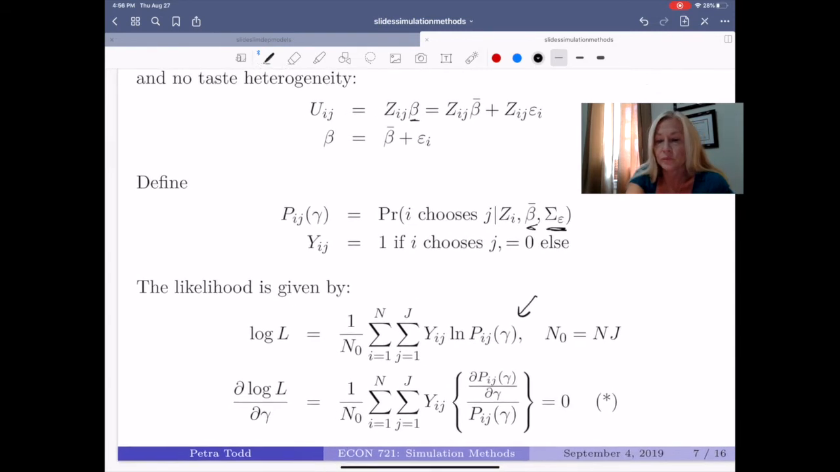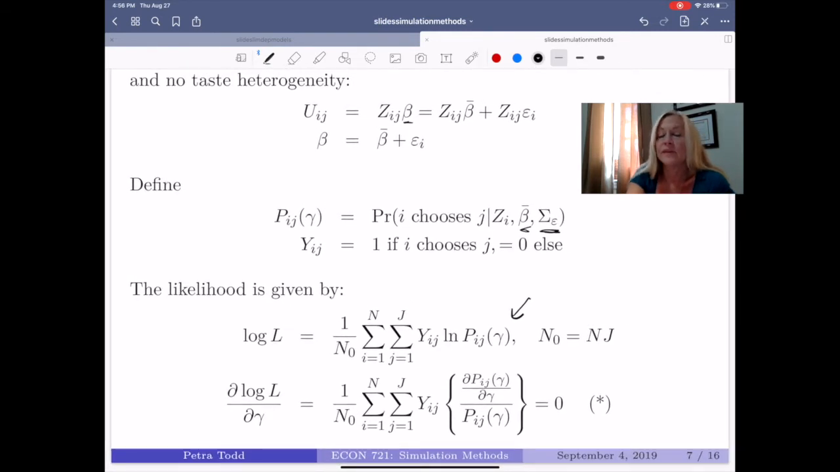And what McFadden did is instead of setting it up as a likelihood problem, he took the derivative and set it up as a method of moments problem. So here, take the derivative of this likelihood, Yij, and then you get, this is the derivative of log P here.